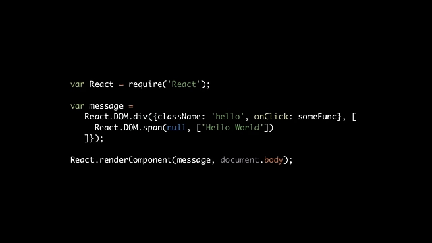Could the span child be another React node, or does it have to be text? Absolutely. It could be arbitrarily deeply nested component instances, and even higher level components like type ahead, and I'll get to that in a second.